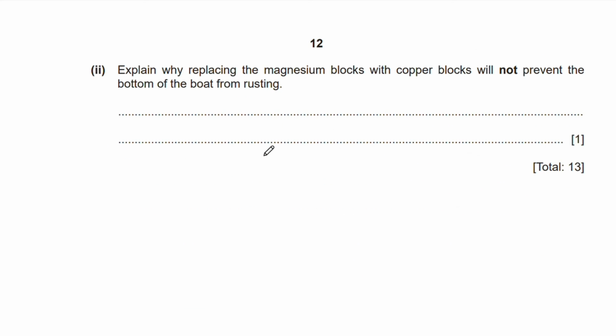Next one. Explain why replacing the magnesium blocks with copper blocks will not prevent the bottom of the boat from rusting. We all know that copper is very less reactive. So when it comes to oxidation, iron will be oxidized first. So what you will write? Copper is less reactive than iron. I think that will be your answer.